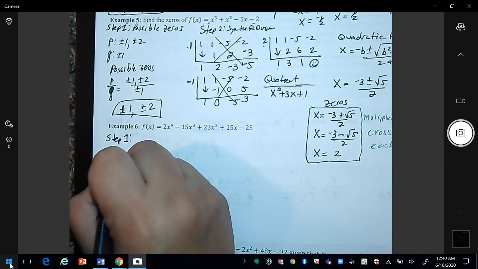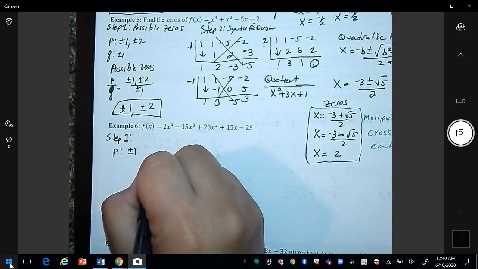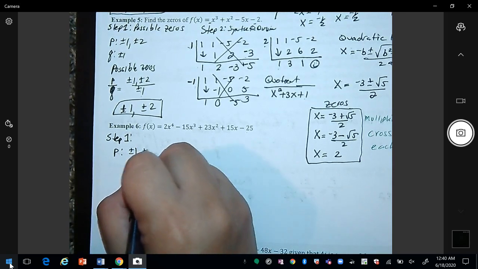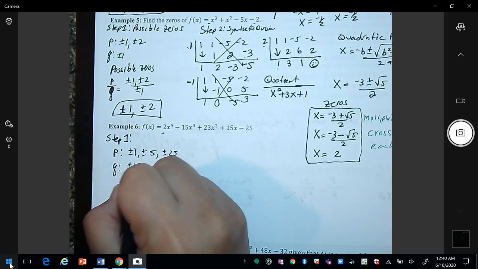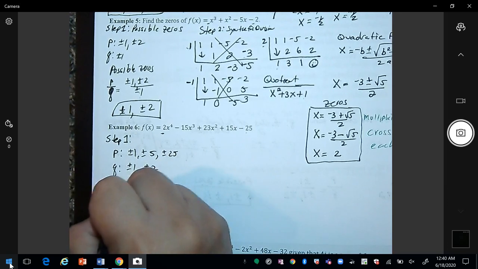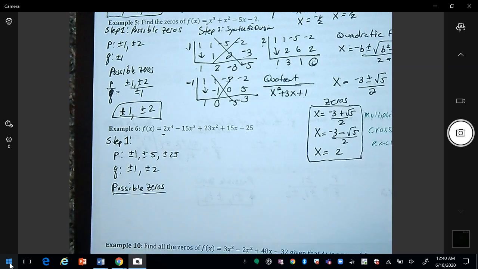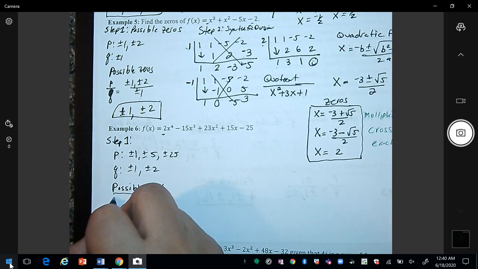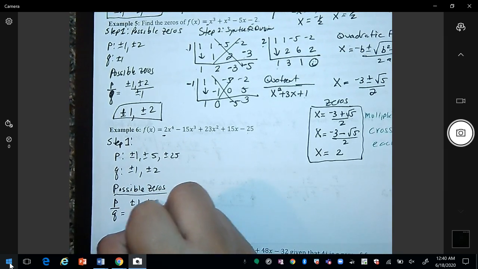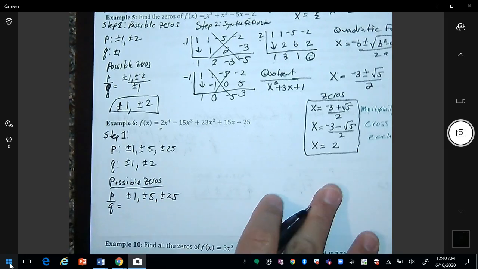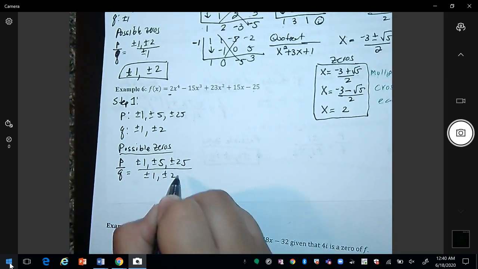So step 1, the factors of p is plus or minus 1, plus or minus 25, and plus or minus 5. For q, we have plus or minus 1, plus or minus 2. So my possible zeros will be p divided by q, which is plus or minus 1, plus or minus 5, plus or minus 25, divided by plus or minus 1, plus or minus 2.